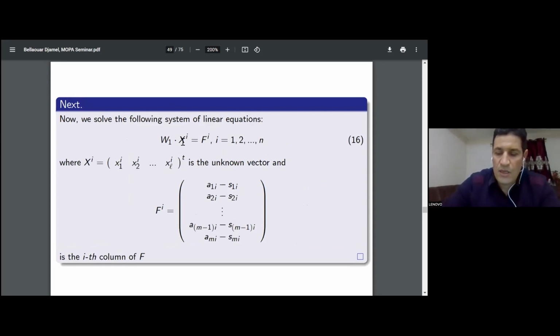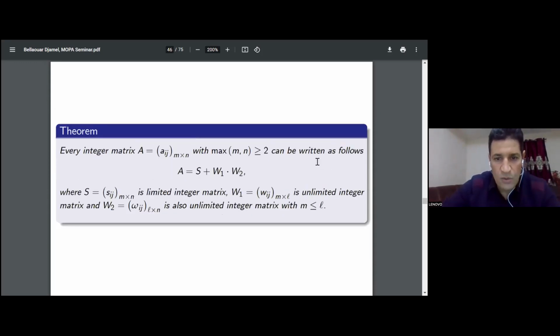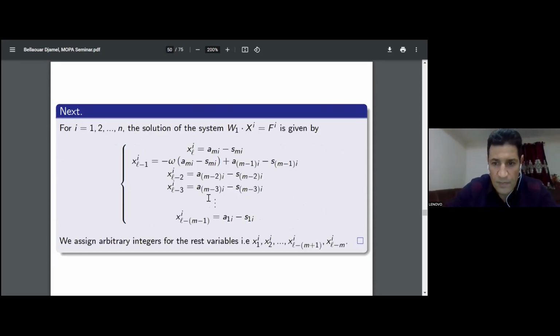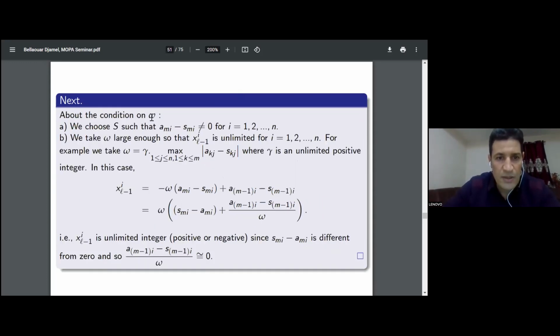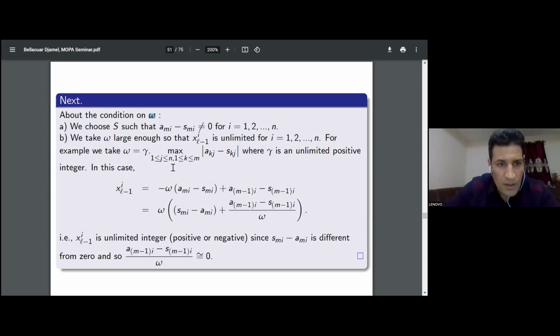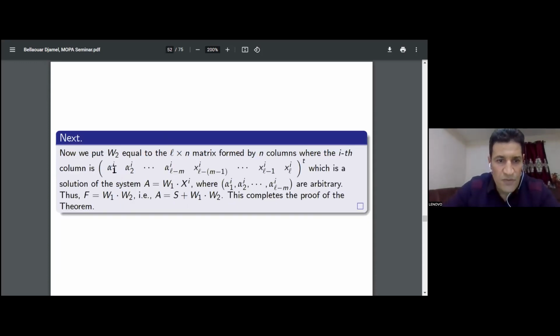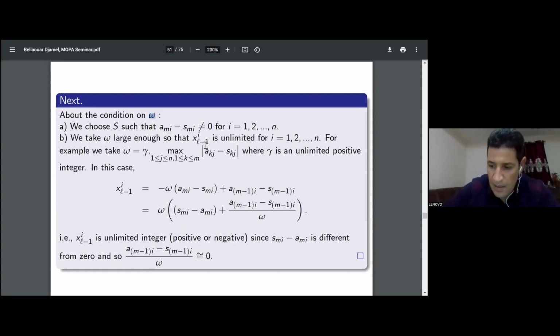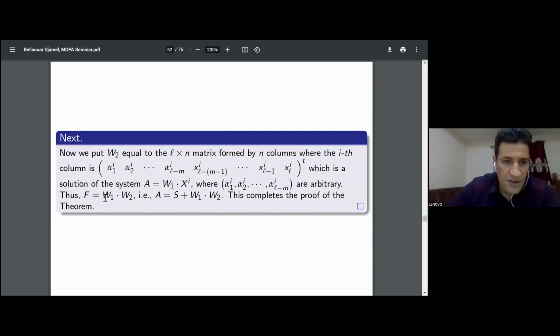This is because I would like to find a matrix omega 2 such that A equals omega 1 omega 2. And fi are the columns of F. So under some conditions on the number omega, which is unlimited, we prove that the columns of the matrix omega 2 are unlimited. This is the solution of the system omega 1 x equals f, and finally we show that the matrix F can be written as the product of two unlimited matrices.